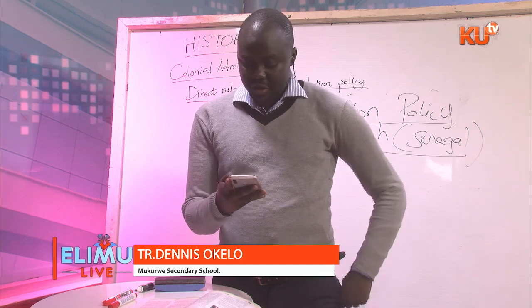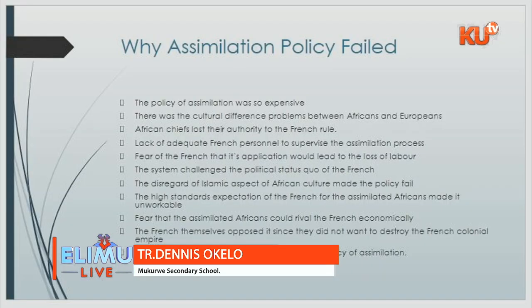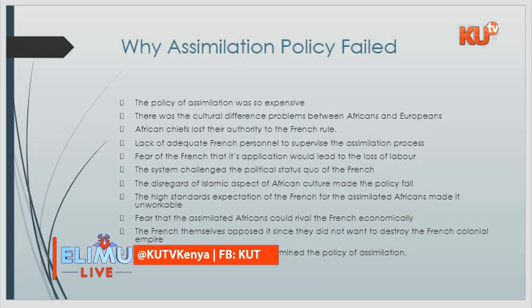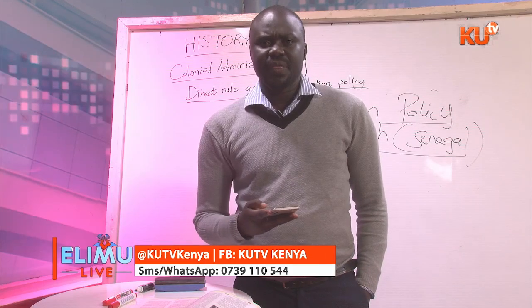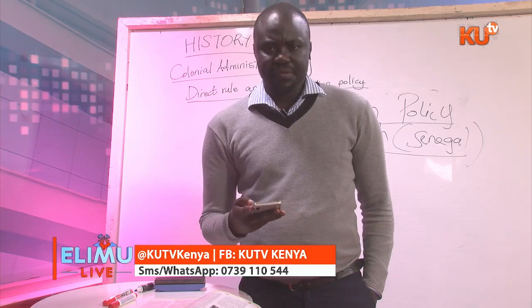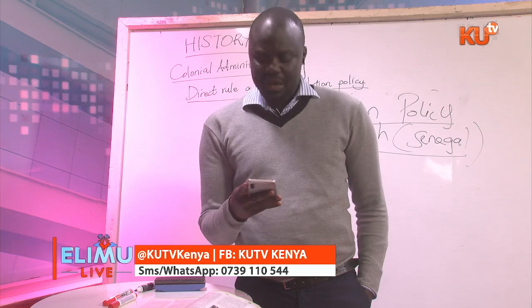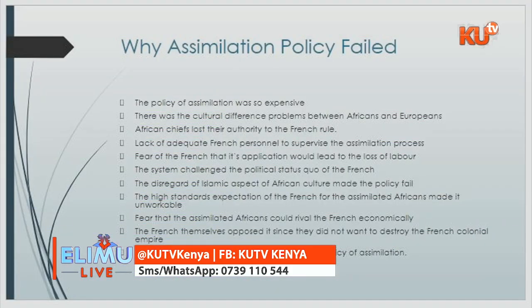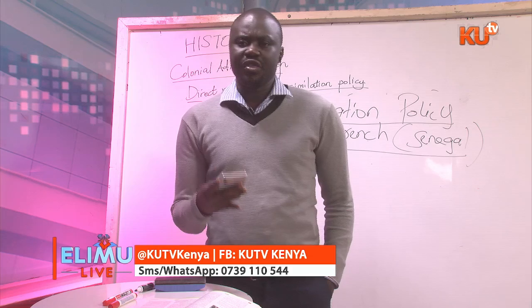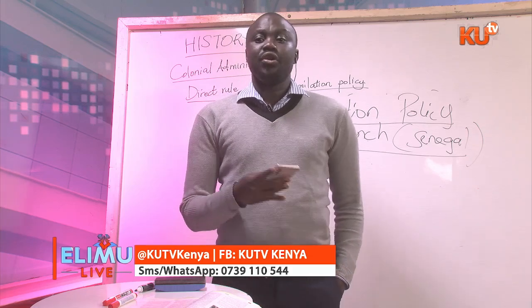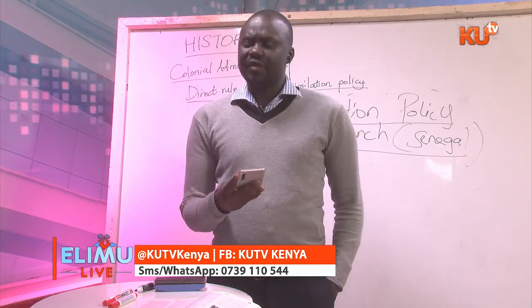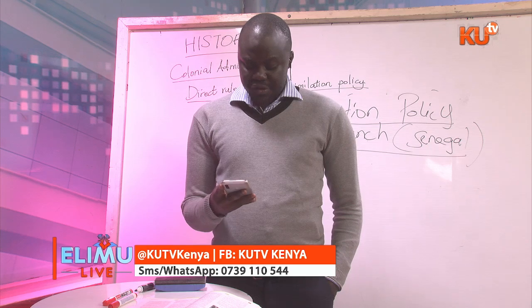Then again, African chiefs lost their authority to the French rule. After the assimilation policy was introduced, the African chiefs were replaced by chiefs who were more aligned, or chiefs who had already been assimilated into the French culture. This meant that the existing traditional, autonomous, and psychologically accepted chiefs lost their positions to these new chiefs.